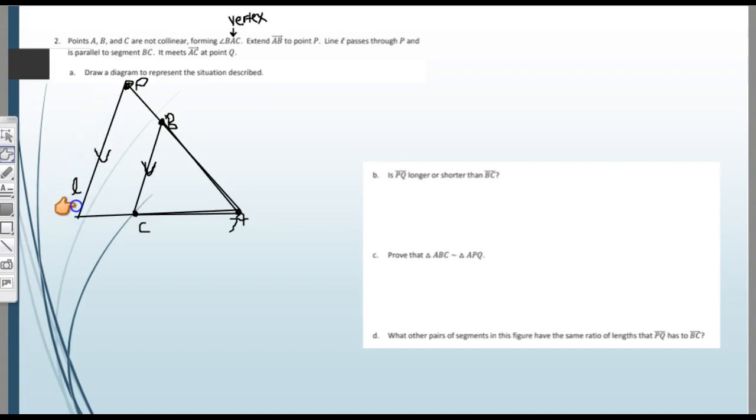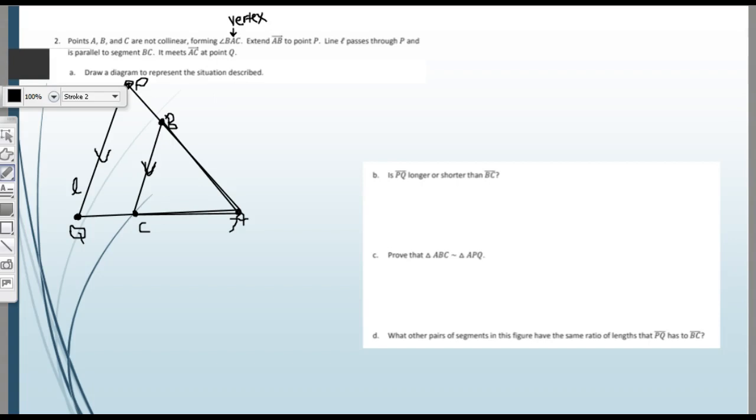This is all just sketching. Added the L and then added the markings to show that they're parallel, one arrow on each. Then it says line L meets the ray AC at point Q. So extend the segment that starts at A and goes through C past C, and where it intersects line L is the point Q. Q looks great. All right, so this is the diagram that represents that situation.